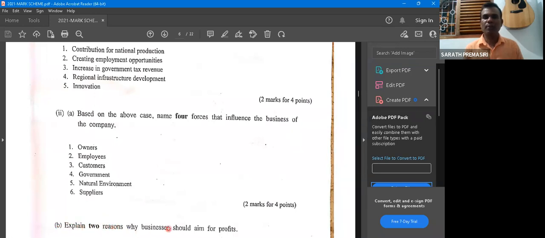Next question, B. Explain two reasons why business should aim for profit. Why is a business aiming for profit? Just see whether you are able to answer that question.